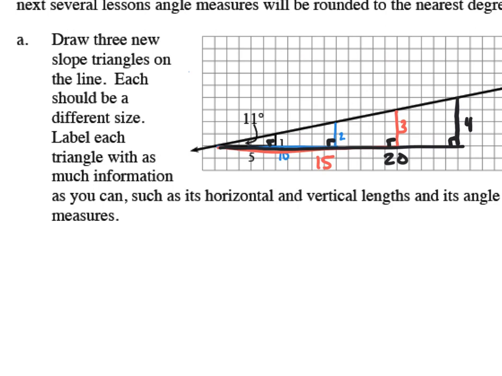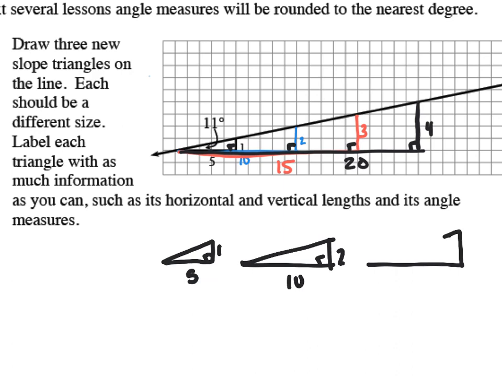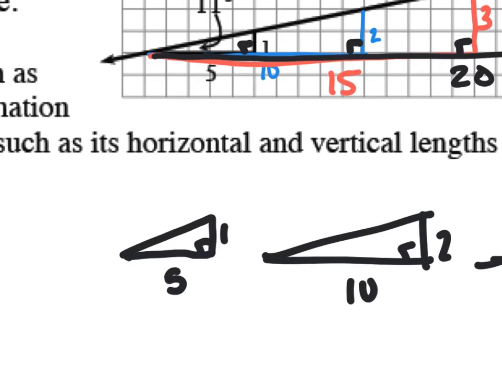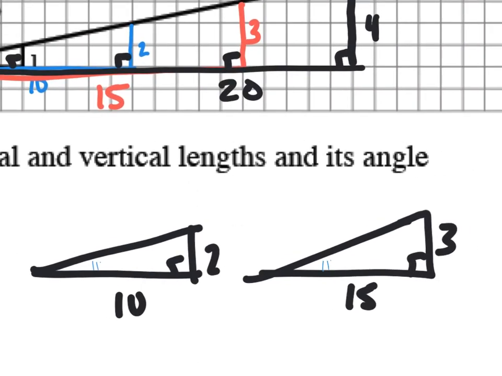The first question is, are these triangles similar? Meaning, are the 4 slope triangles that I've drawn similar? The first one's 1 and 5, and the second one was 2 and 10, and the third one was 3 and 15. And keep in mind, I also know all of these angles in here are 11 degrees because they're on that same line.